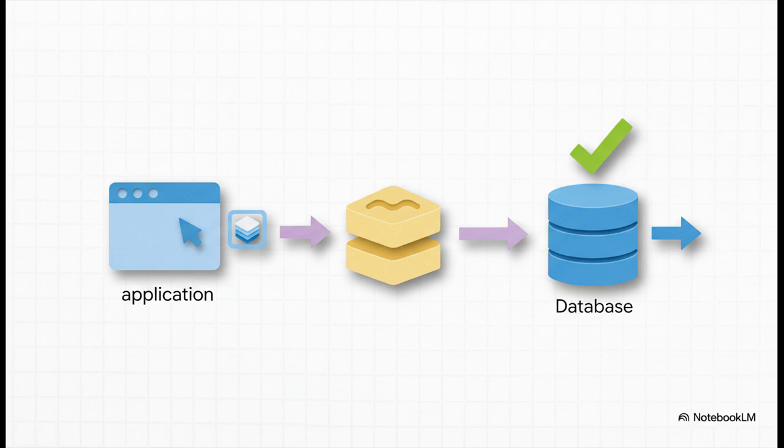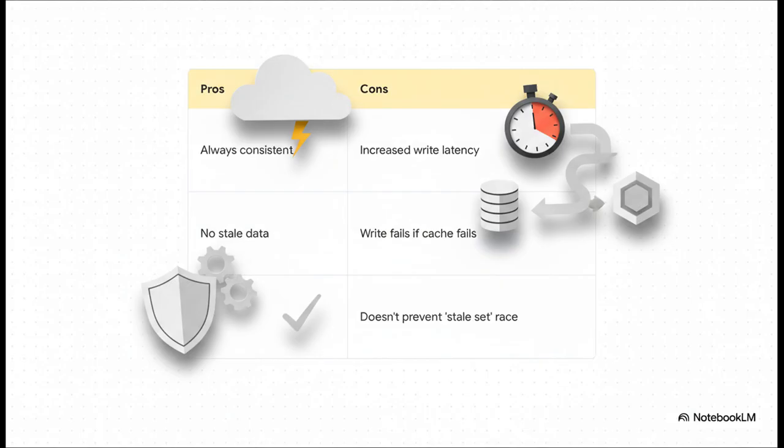This pattern kind of flips the logic, but for writes. Your application writes data directly to the cache, and then the cache, in that very same operation, synchronously writes that data through to the database. The whole thing isn't considered done until both are updated. So the benefit here is crystal clear. Your cache is basically guaranteed to be consistent with the database. No more stale data issues on writes.